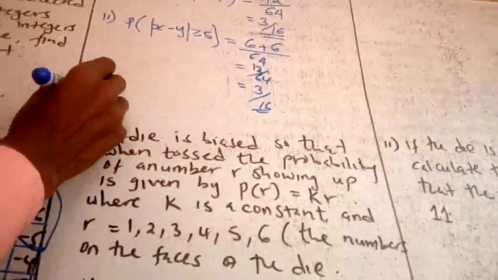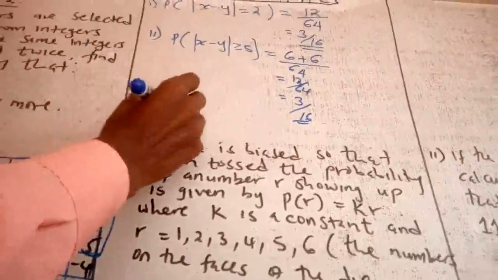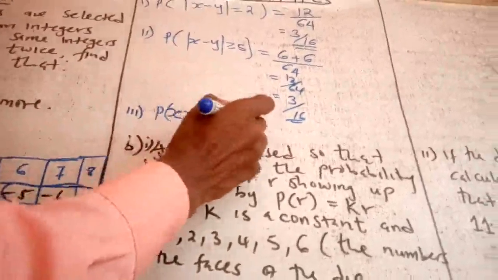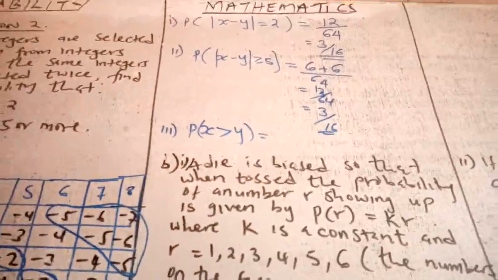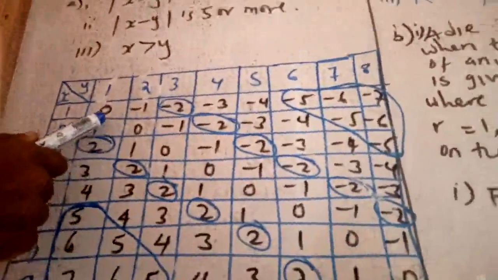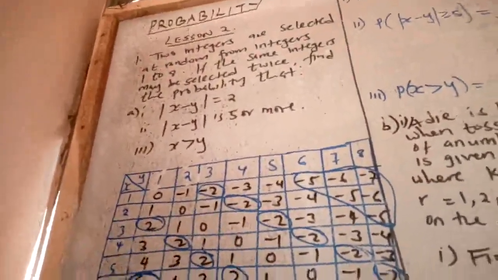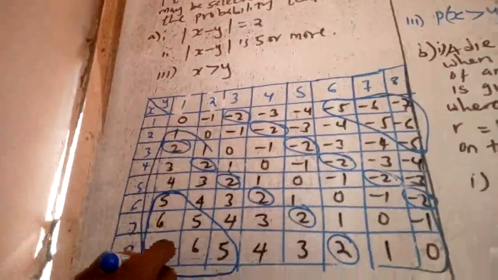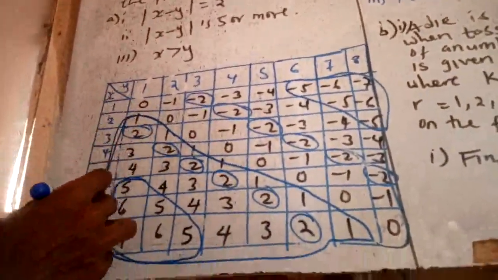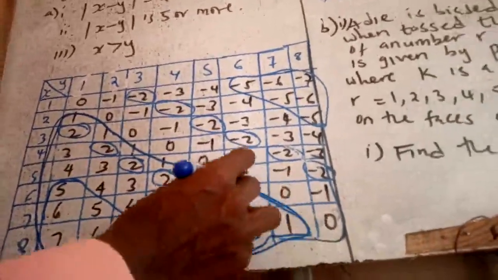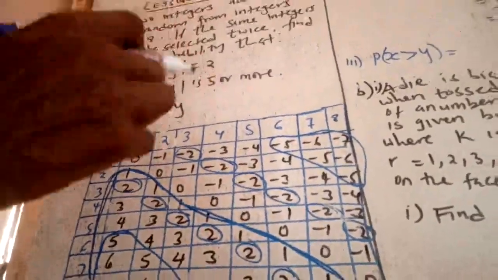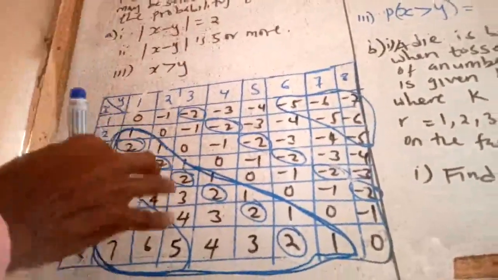What about the last one? The last one is the probability that x is greater than y. As far as this one is concerned, you're supposed to get the positive values which are more than one. In our results here, you can see the values which are more than one start from one here and below. The entire region, the one which I have encircled, will give the answer to that question. We are not going to consider the negative because there are no signs for absolute. So I'm supposed to calculate all the results in the region encircled.